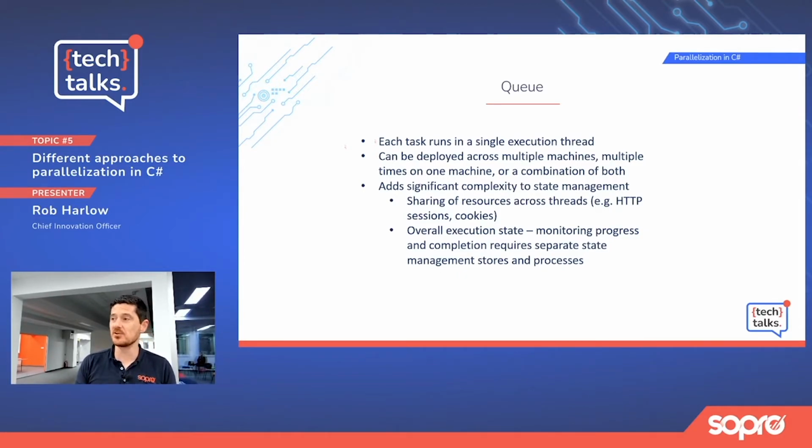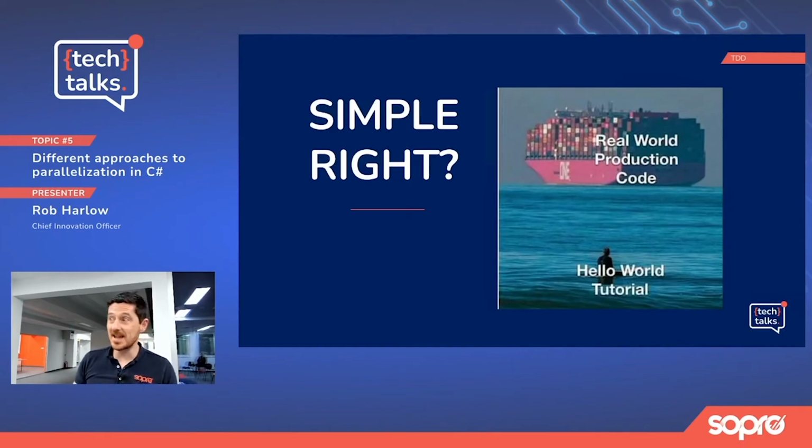And also overall execution state. Knowing when all those tasks are finished, because there is no single thread that can carry on synchronously, requires a separate system to monitor the tasks, to look at them and to actually do something when they're all finished, if that's a requirement of the system. So, they're the three approaches to parallelization that I would typically use in any system. And yeah, fairly straightforward. However, like any Hello World tutorial, when you start to build a real system, it's very rarely that simple.